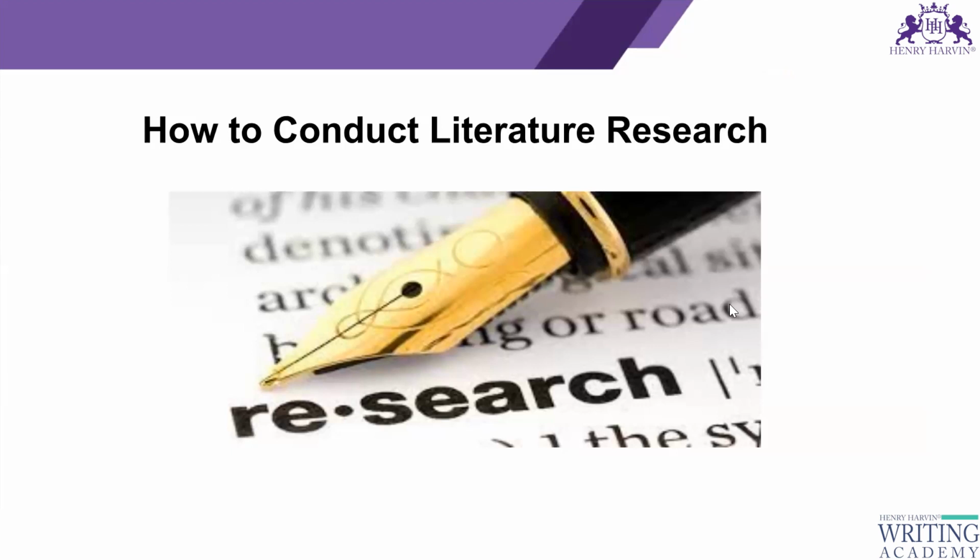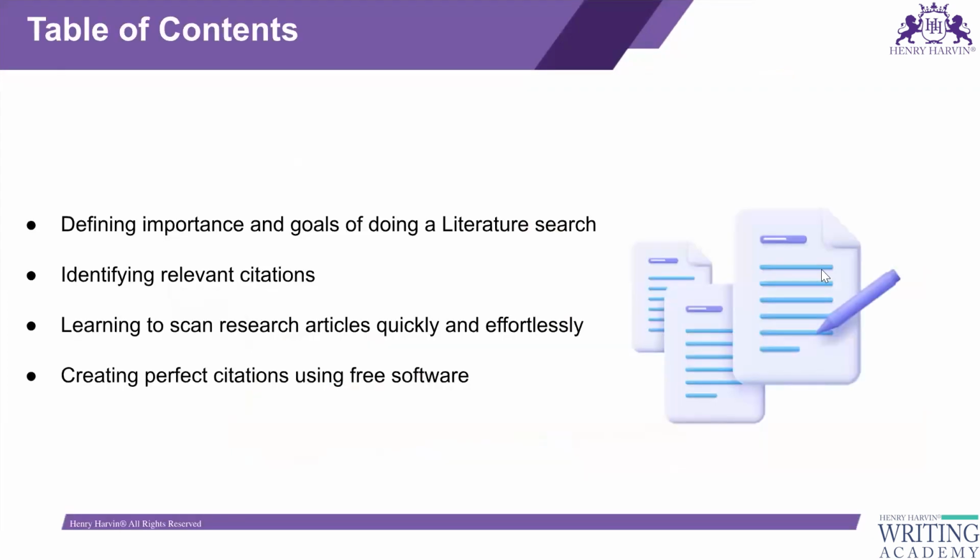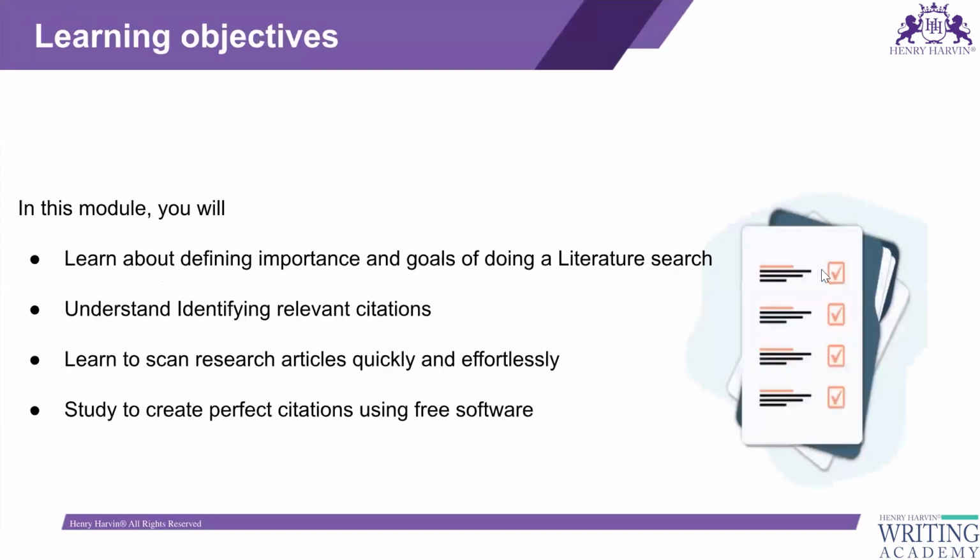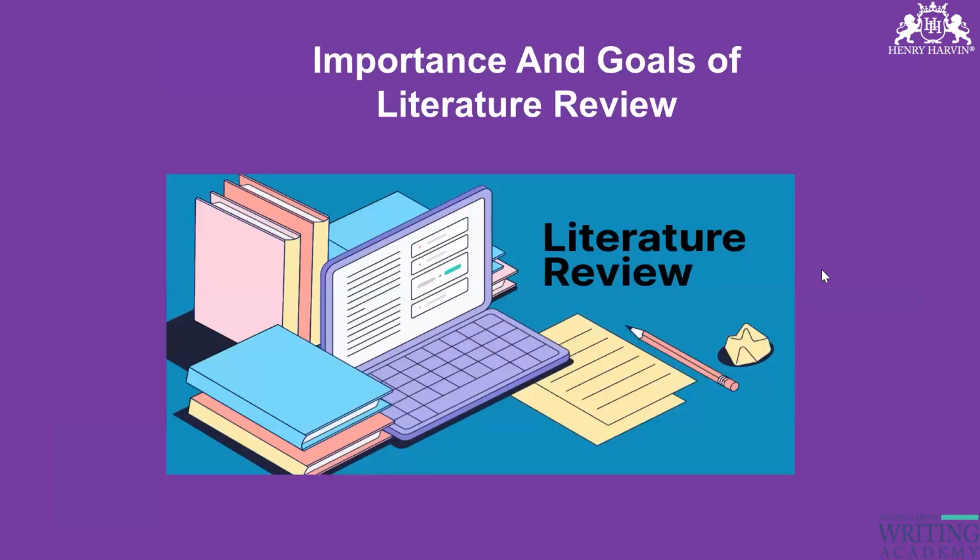Understand how we can do better literature research. Okay, so I gave you one method: instead of reading everything, read only the abstract. The abstract will give you most of the information about what you're going to read. Okay, so starting with literature review.